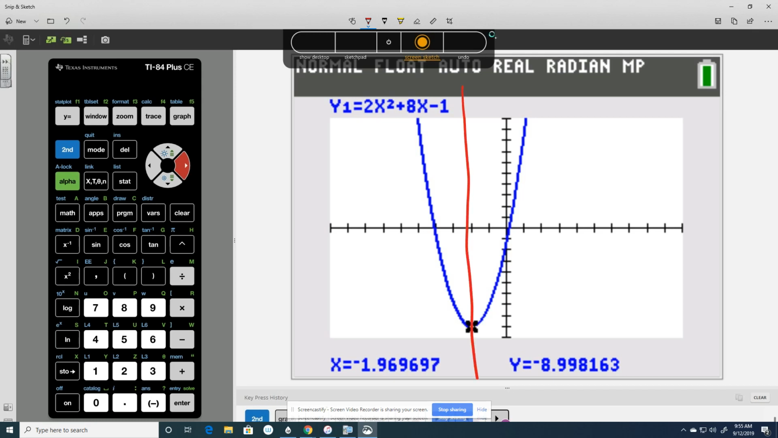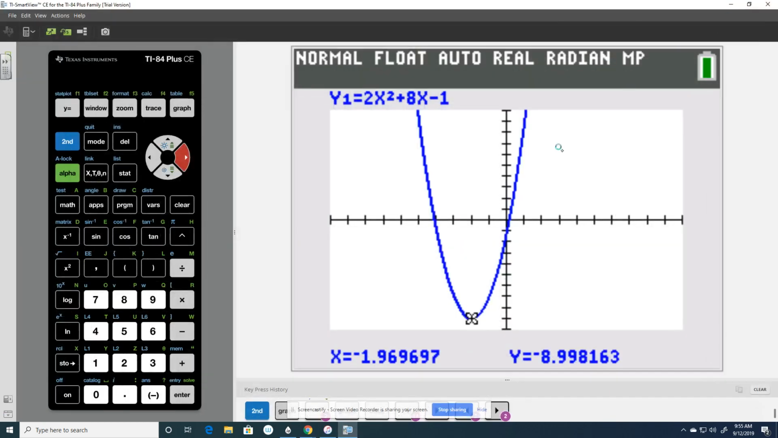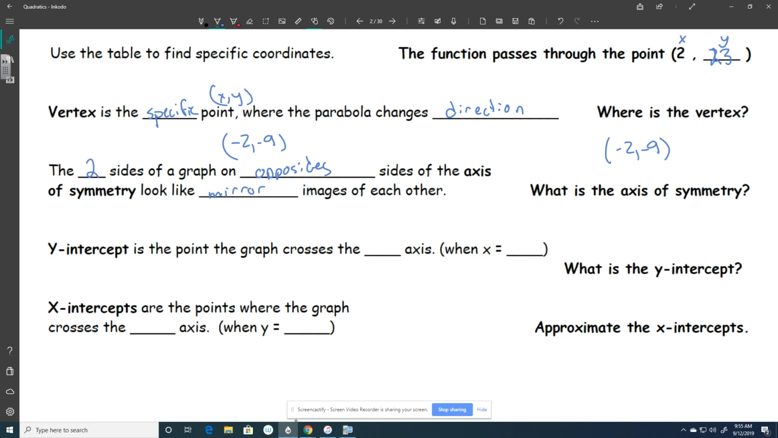Do you like my nice straight line? I'm looking for this line right here. This is called the axis of symmetry. It goes straight up and down. It's a line. And the left side of my graph looks exactly like the right side. It's a mirror image. So my answer is going to be a line. So it has to be x equals something.